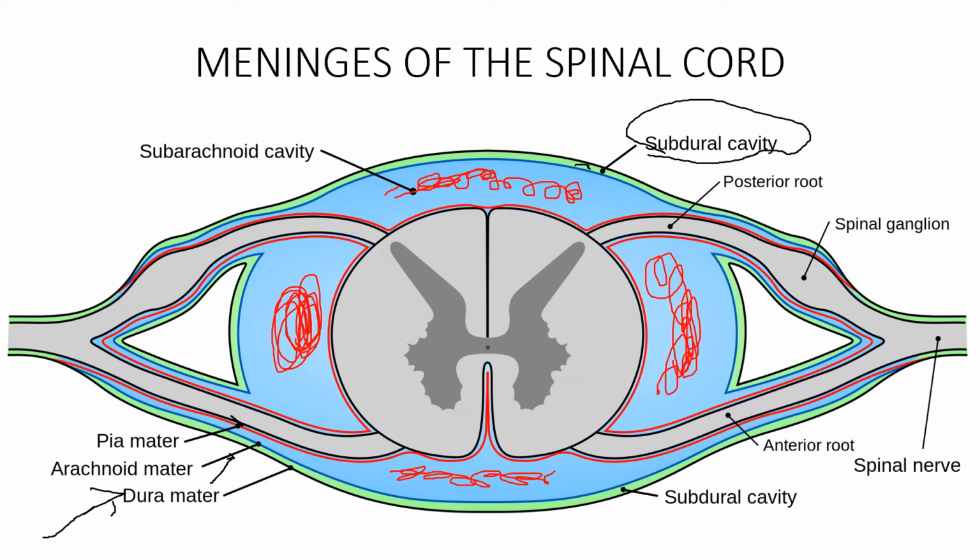So it does have protective properties to it, but it also has nutrition properties to it. We're going to have a lot of important proteins and ions and salts that help nourish this tissue as well.